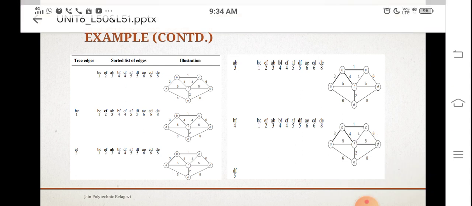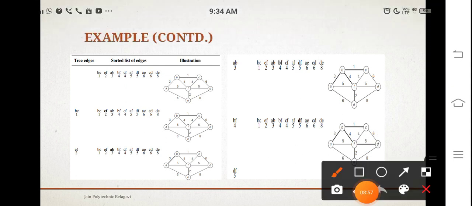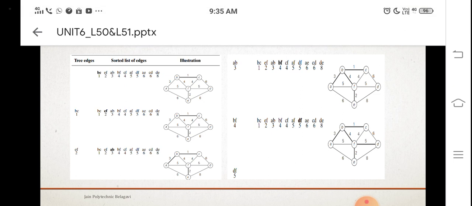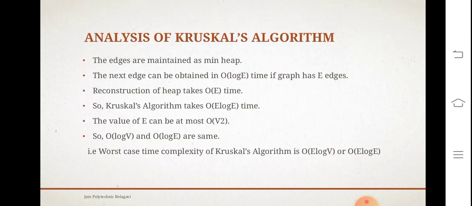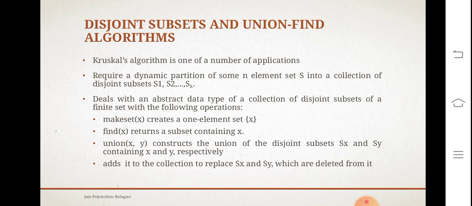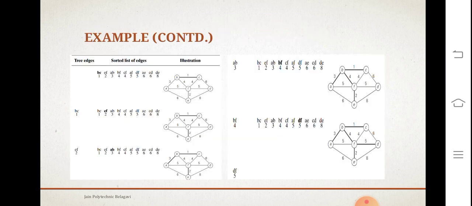So we have to carefully select so that it should not form any cycle. That is the reason we are going to select F to D, which has the next minimum value edge, that is 5. Finally, we visited all the edges, so we visited all the vertices.